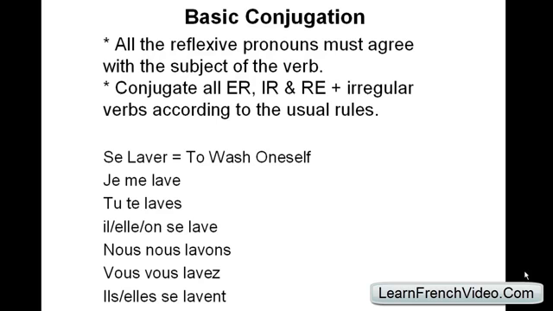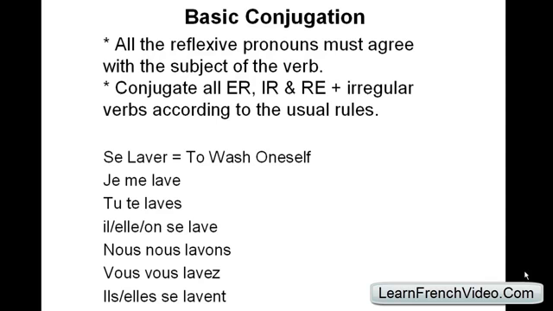So, let's look at the verb se laver, to wash oneself. And I'm going to go through this slowly to explain. Je me lave means I wash myself. So after je, if it's a reflexive verb, you put me. So me is that reflexive pronoun. So it basically means I do it to myself.